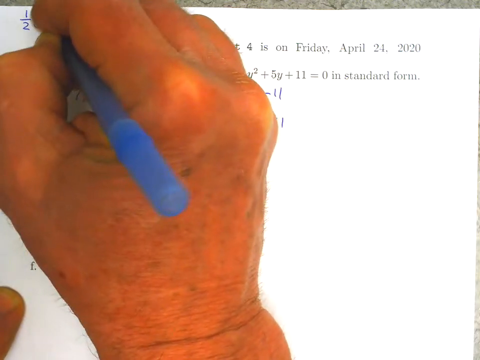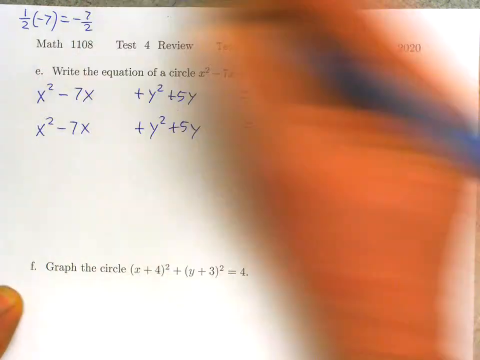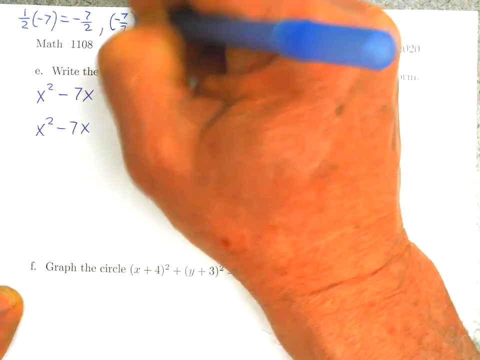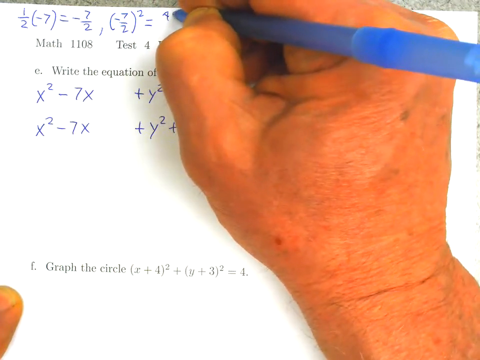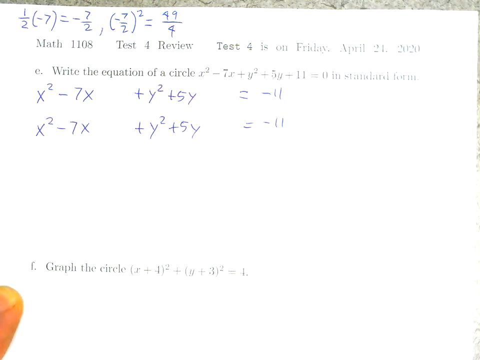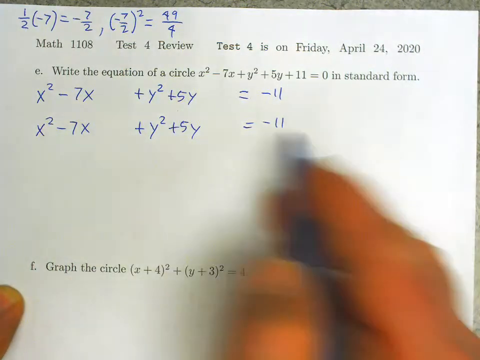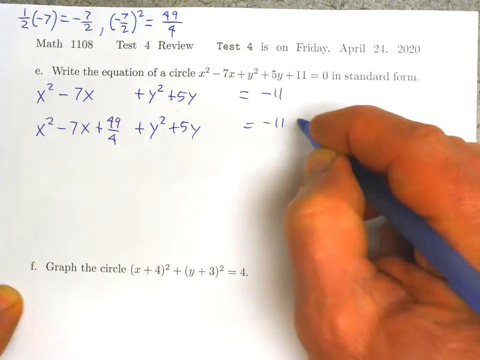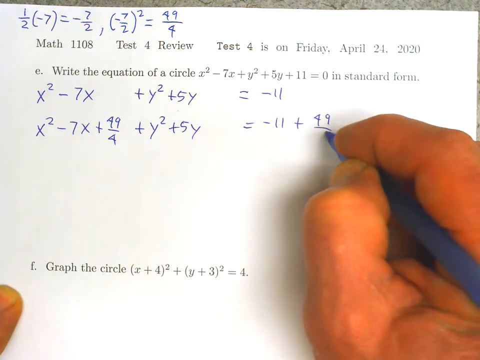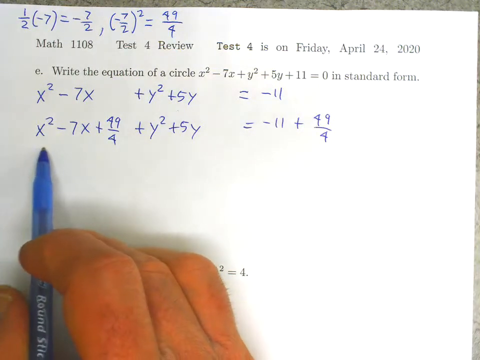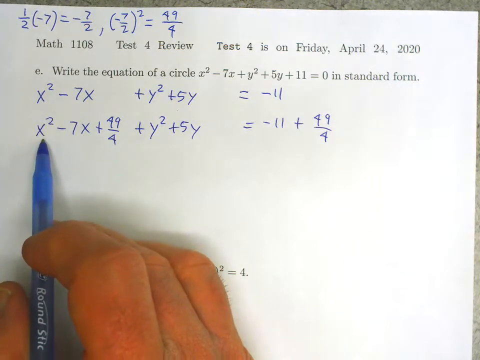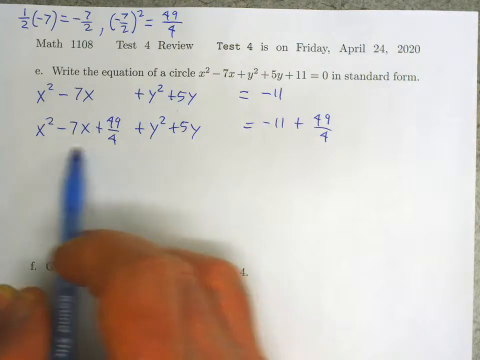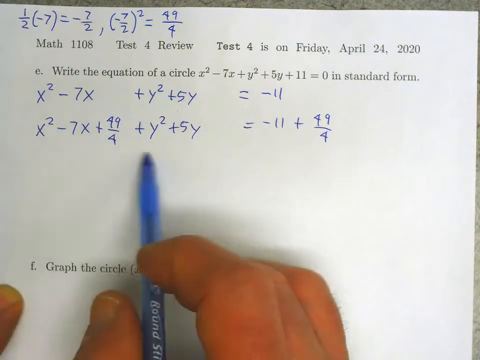1/2 of -7 is -7/2. And then we square that number. The number -7/2 squared is positive 49/4. So that is the number that we're going to add to both sides. It's the number that completes the square on x squared minus 7x. So x squared minus 7x plus 49/4 is now a perfect square trinomial.